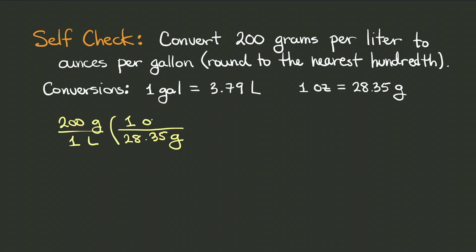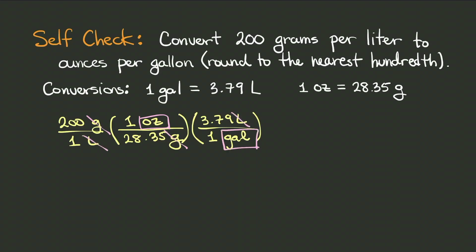So 1 ounce is going to go in the numerator. So now these units of grams are going to cancel each other out, and our weight unit will be in ounces like we want. But now we need to get liters and switch that to gallons. And so since liters are currently in the denominator, to get rid of liters, we're going to put liters in the numerator, 3.79, compare it to gallons, so that's 1 gallon. And so now we're going to be able to cancel those liter units, and we'll be left with gallon units in the denominator.